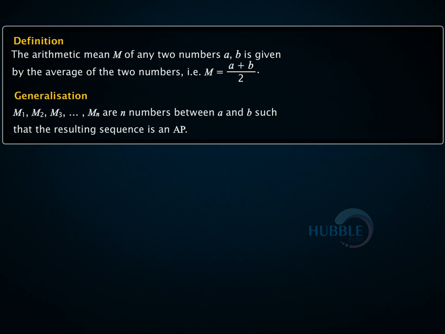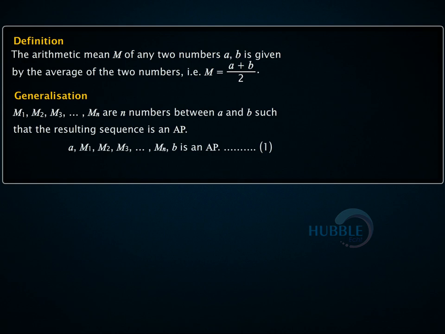Now let's generalize our observations by stating that M1, M2 and so on up to Mn are n numbers inserted between two numbers A and B. The sequence of numbers obtained, A, M1, M2, ..., Mn, B, is in AP. Note that this AP has n plus 2 terms as shown.